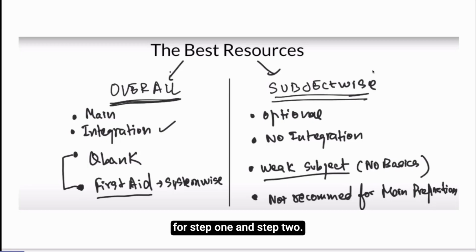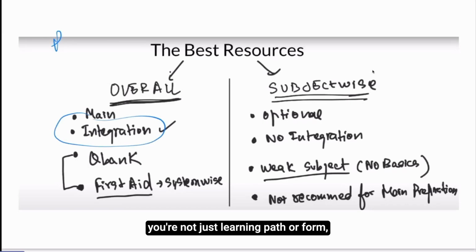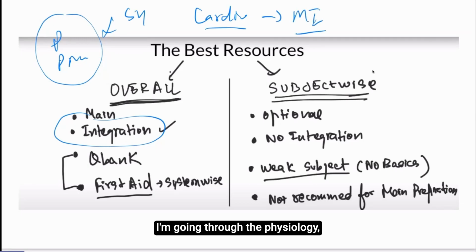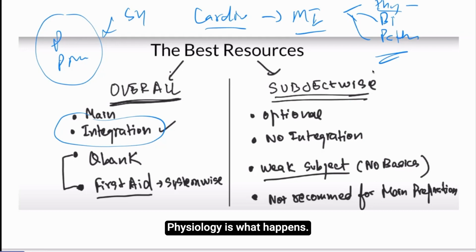So the way we are going to leverage that is through the strategy I'm going to go into for step 1 and step 2. For step 1 and step 2, I would say do an integrative strategy where you're not just learning path or farm, you're integrating that through the lens of a system. So for example, if I explore a cardio system, and let's say explore a subtopic, I'm going through the physiology, the biochemistry, the pathology. Physiology is what happens, what are the dermatomes that are affected, T1 to T4. That's how the pain radiates.